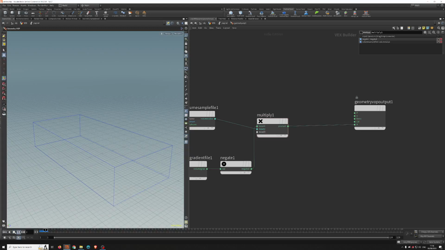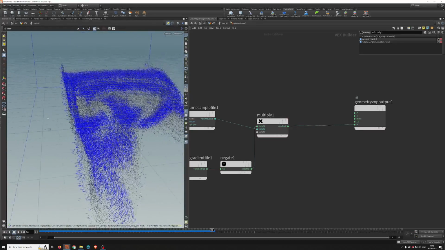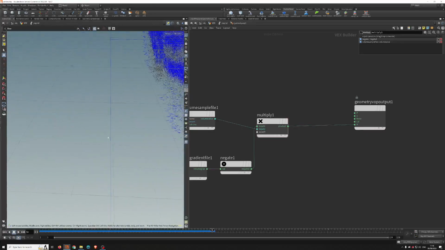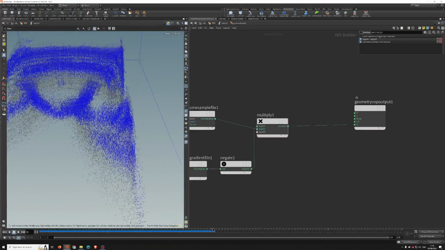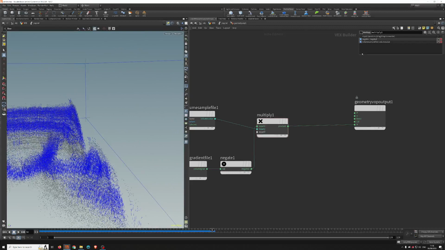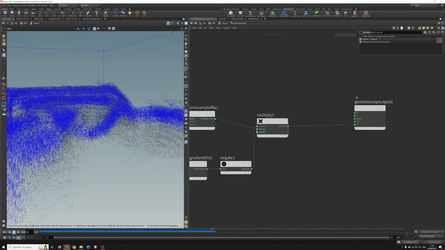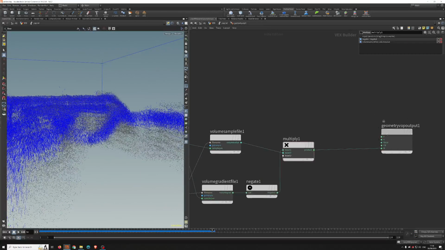For example, if I feed it in the normal, you can see the points have some kind of normal following the direction of the fluid, as you can see here. You can see the particles are getting exactly the direction of where the fluid is going. So we have this.